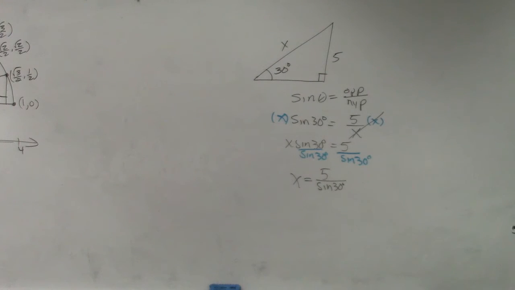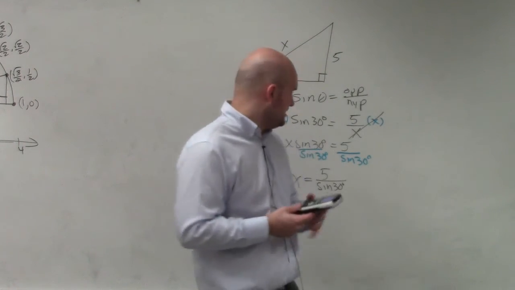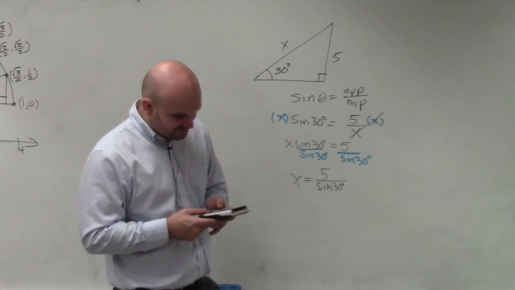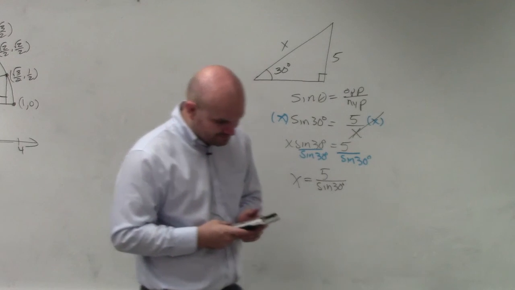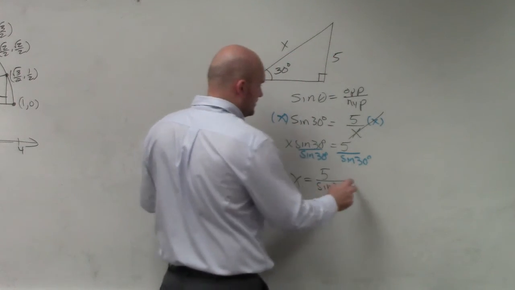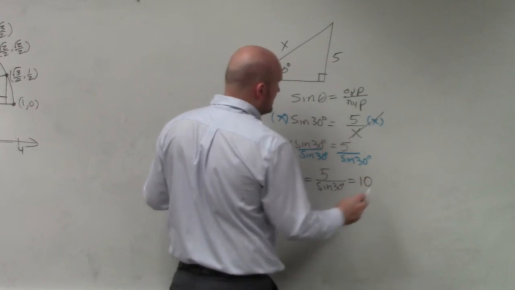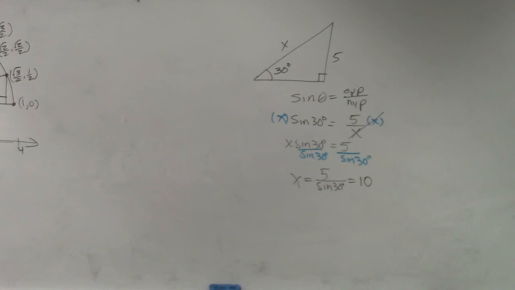Then the next thing we're going to do is type this into our calculator. So we'll hit 5 divided by, and then you'll type sine, and then type 30, and hit enter. And you guys can see that we get a nice little answer here of 10. Now, does anybody know why we should have gotten 10?